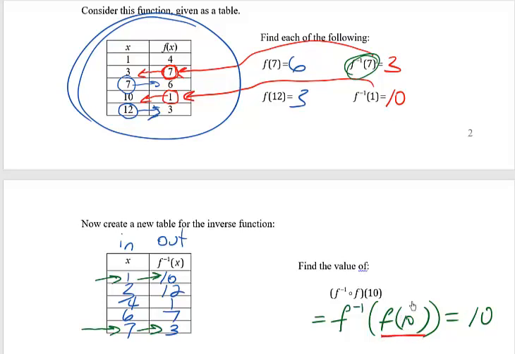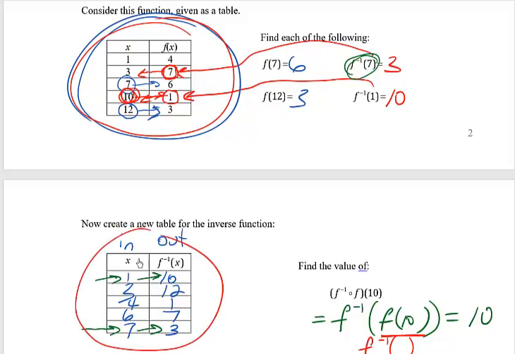f of 10, that would mean go to the original function, plug in 10, and we already know that 10 is matched with the value of 1, so f of 10 would be equal to 1, and then you're supposed to take 1 and stick it into the inverse function. Well, here's the inverse function table. Here's 1 in the input slot, and of course it's matched with a value of 10. f inverse of 1 equals 10. Final answer then is 10.